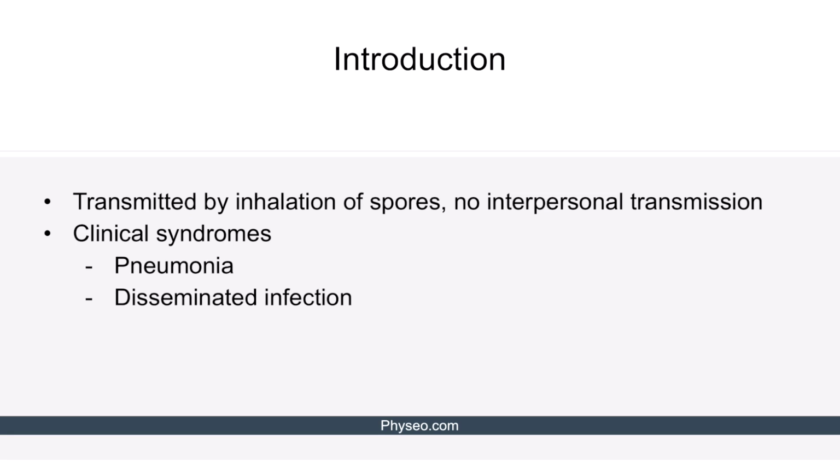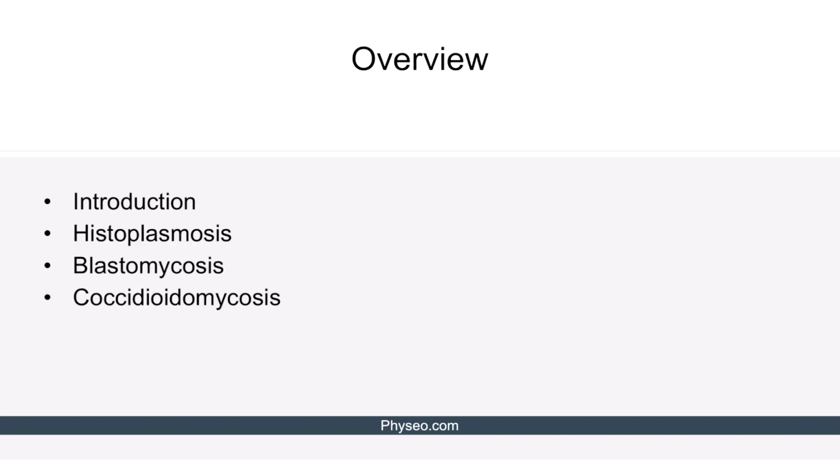And these fungal infections are transmitted by inhalation of spores. And there's no interpersonal transmission. So you don't get histoplasmosis and then transfer histoplasmosis to your family, your kids, or anything like that. And there's basically two clinical syndromes that you need to know about all three of these. That is, they cause pneumonia, and they can cause disseminated infection. With that background, let's go into the first topic, histoplasmosis.